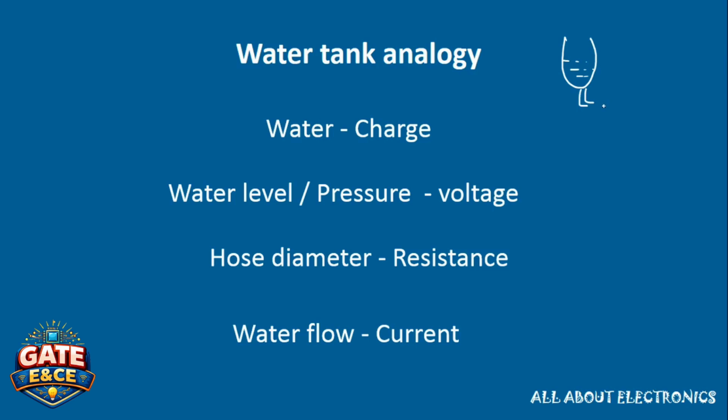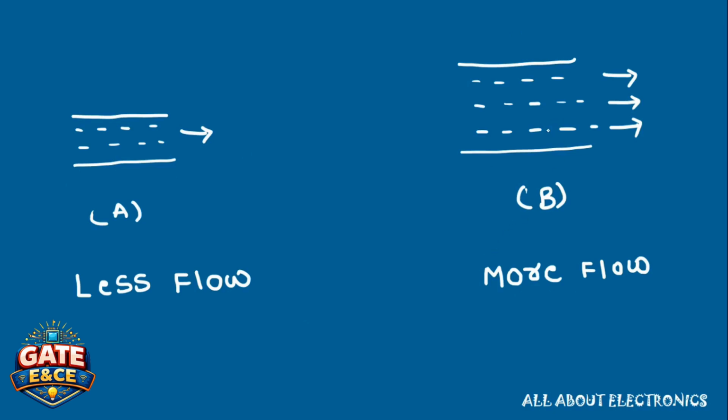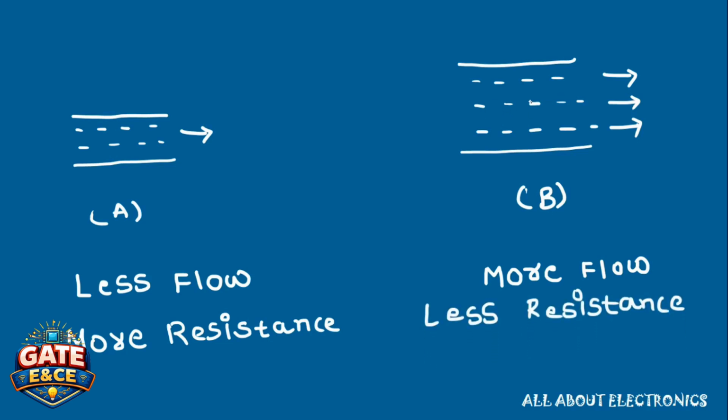So now let's take one example. Here we have two water tanks which contain an equal amount of water, but both tanks have a different diameter of hose pipe. Definitely the tank which has a larger diameter hose pipe will have more flow of water. In the second case, where the diameter of the hose pipe is small, the flow of water will be less, because the water will observe more resistance through this lower diameter hose pipe, while when it flows through a larger diameter hose pipe, it feels less resistance.